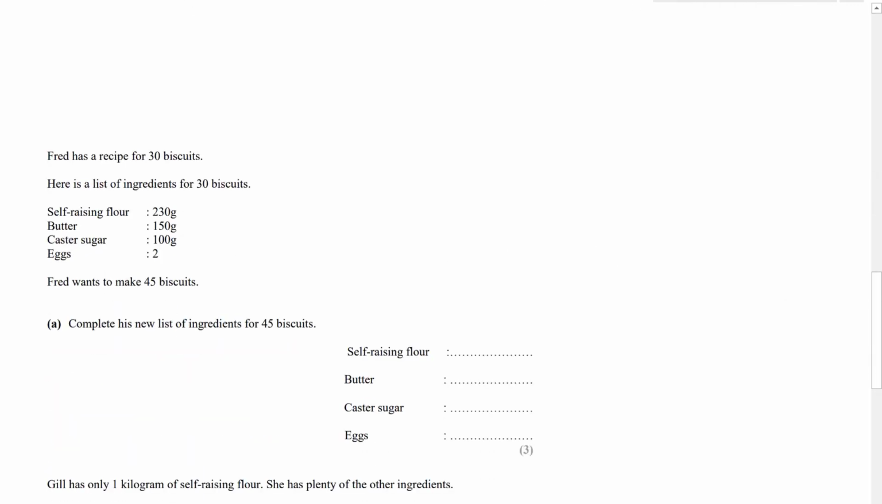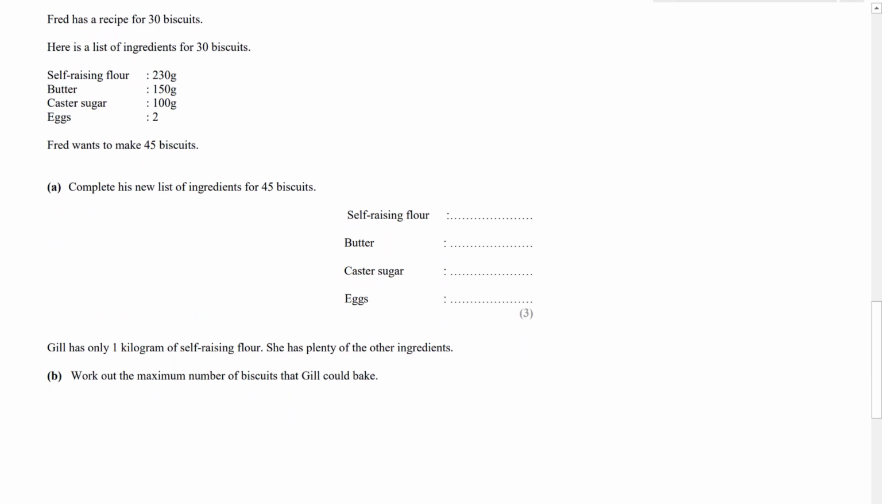Okay, and finally, Fred has a recipe for 30 biscuits. Here's a list of the ingredients for these 30 biscuits. You've got some self-raising flour, some butter, some caster sugar, and some eggs. Fred wants to make 45 biscuits. Complete his new list of ingredients for 45 biscuits. So we have to think, what do we times 30 by to give you 45? And the answer is 1.5.